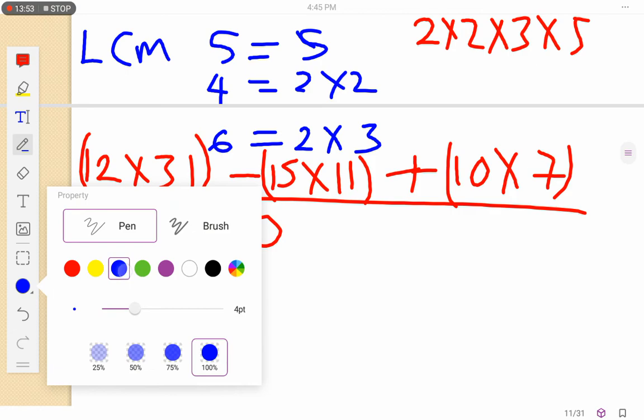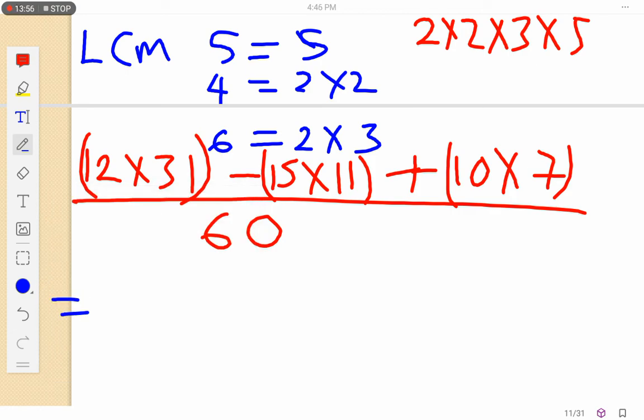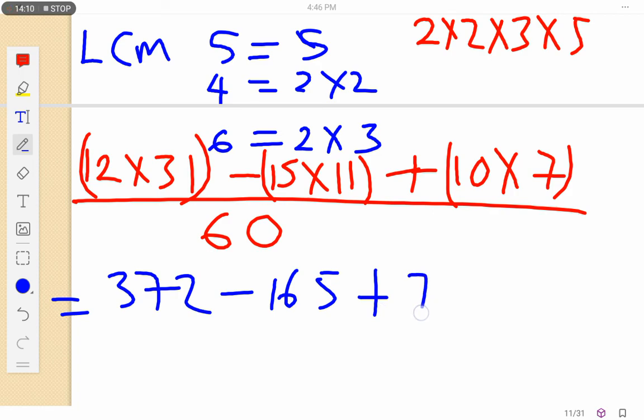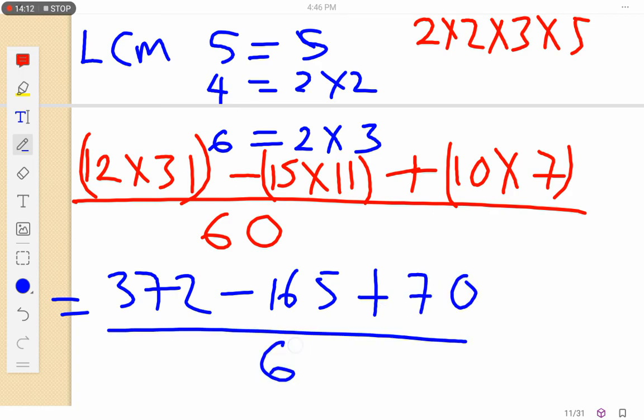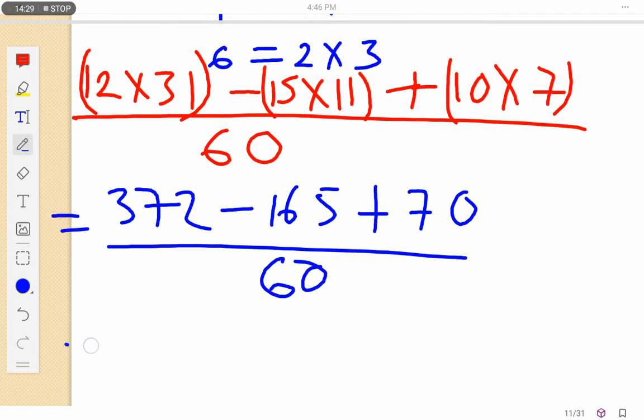Okay, simplifying, we'll get 12 times 31, we get 372 minus 15 times 11, we get 165 plus 10 times 7, we get 70, all over 60. Okay, so now let's simplify. We are now saying 375 minus 165, then we say plus 70 there. We are getting 280 there. Okay, so this is equal to 280 over 60.